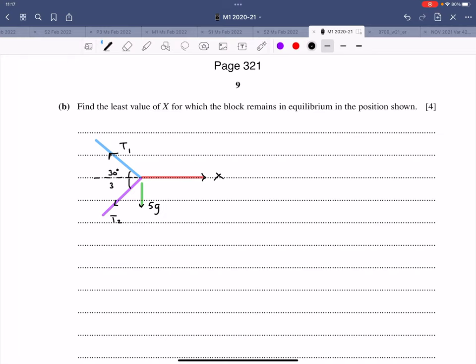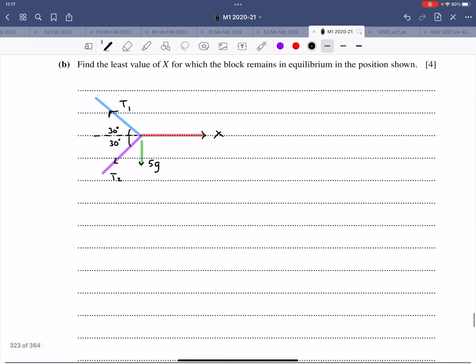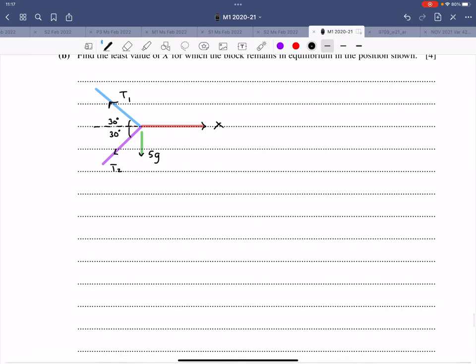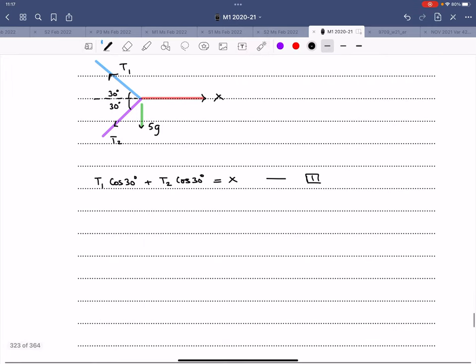Now let me make the equation and then we will think. So it's the same equation as before. So therefore T1 cosine 30 plus T2 cosine 30 equals x. This is equation number 1. Equation number 2 is T1 sine 30 equals T2 sine 30 plus 5g. This is equation number 2.